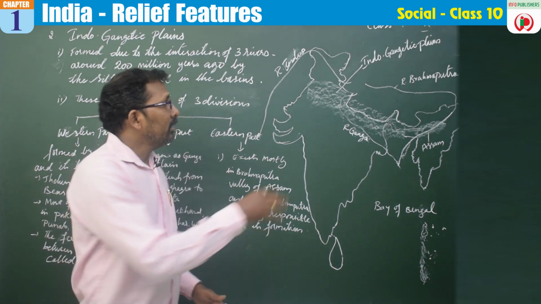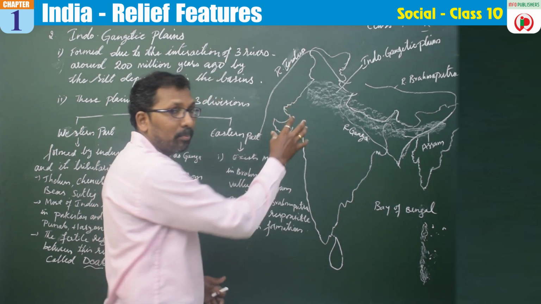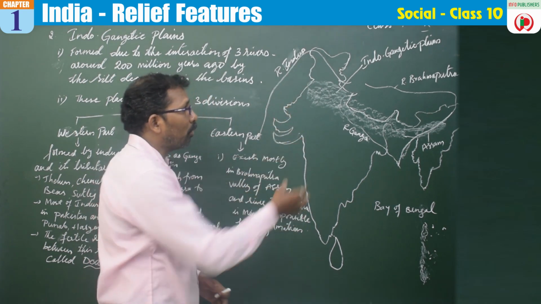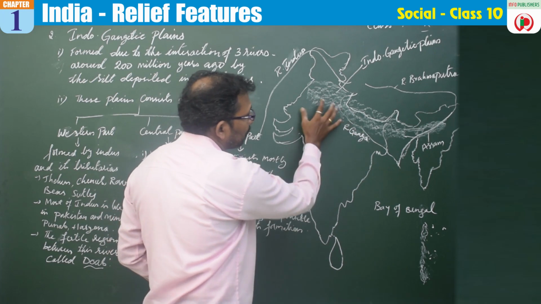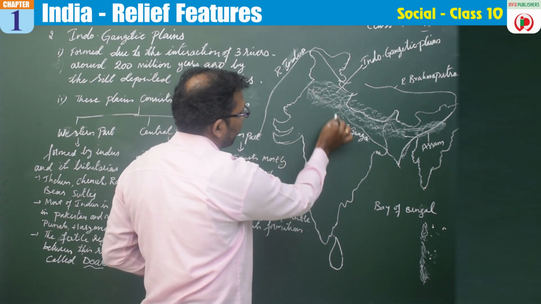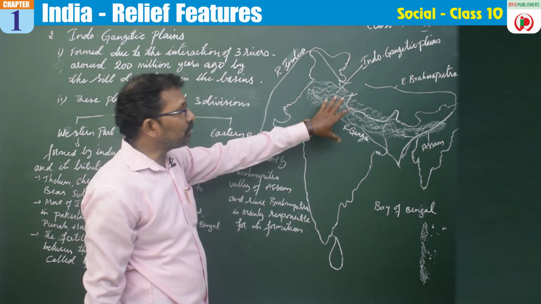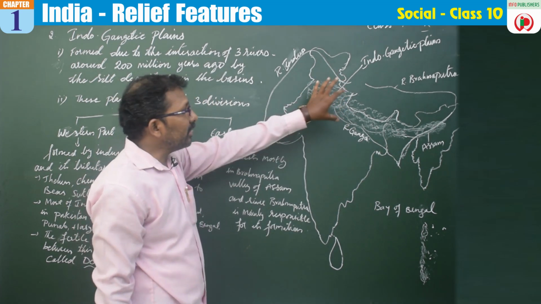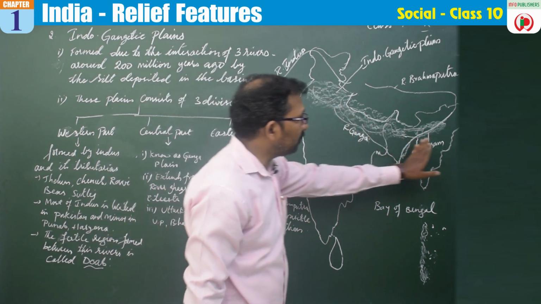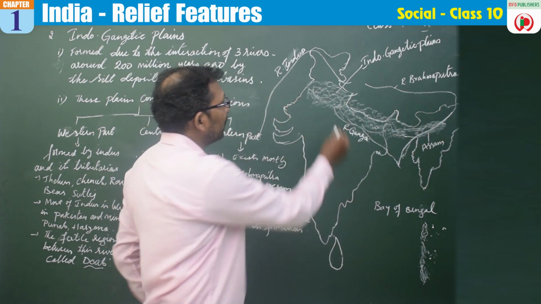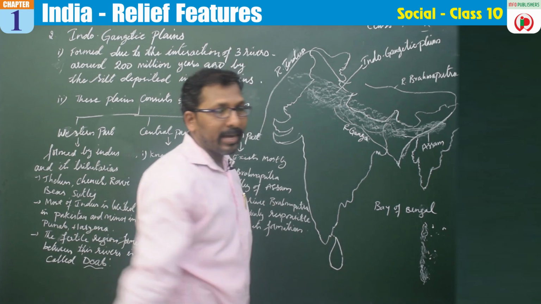These rivers brought the silt, silt means sand. They brought the silt and deposited it in these particular basins. There were large basins there. So this silt was deposited in these basins, right? And this led to the formation of these Indo-Gangetic plains.